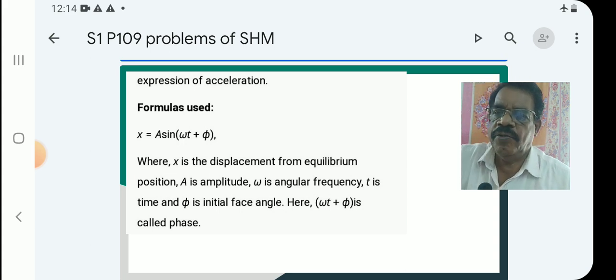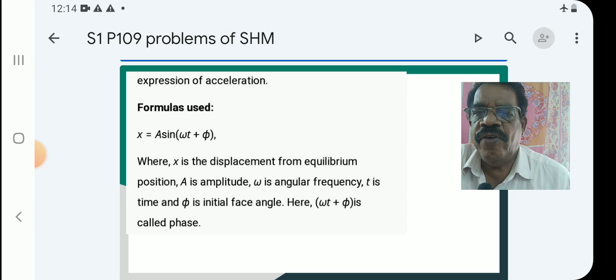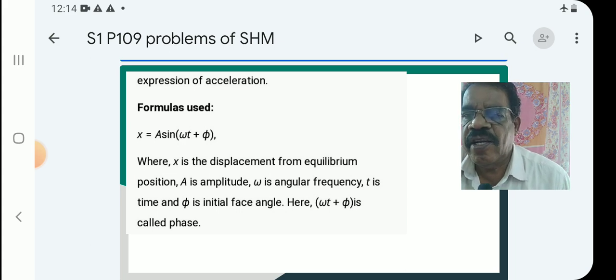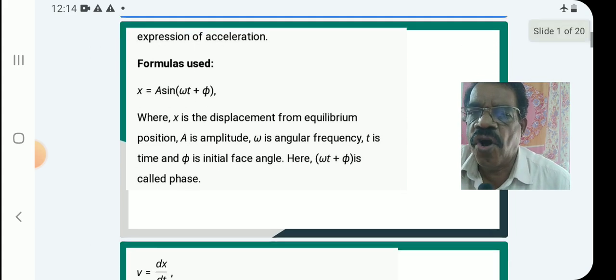What is the velocity and acceleration of simple harmonic motion? What are the values of velocity and acceleration of SHM?